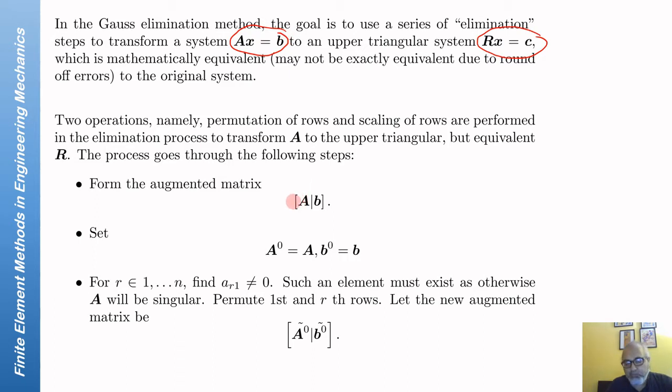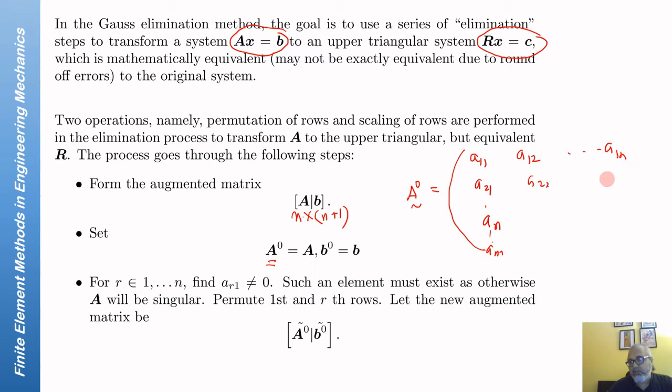So most often we combine them into an augmented matrix, which has now n rows and n plus 1 columns. The plus 1 column is because of the B. So we have to start with the original system. Let us store the original system in A0. A0 is the original A matrix and B0 is the original B matrix. And I have A11, A21 to AN1 here, and A12, A22, A1n.